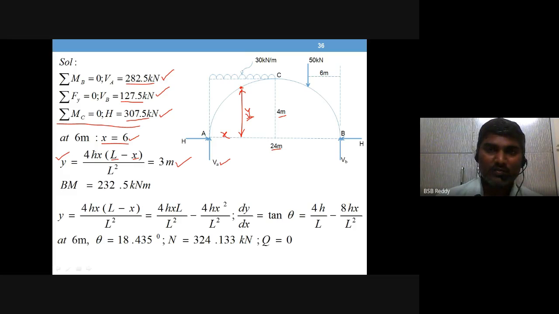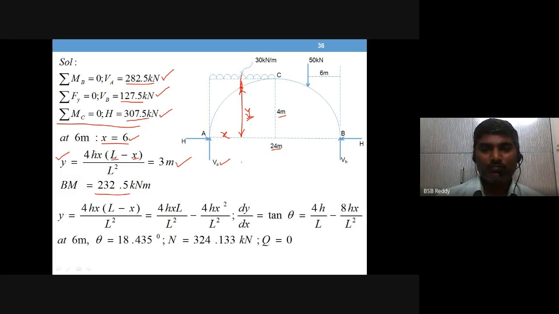So at this point or at this section, you need to write bending moment now. Okay. Right. Let us see how you write bending moment. Here you have a value calculated already. Let us see how this has come.